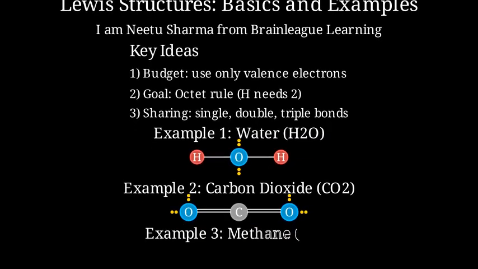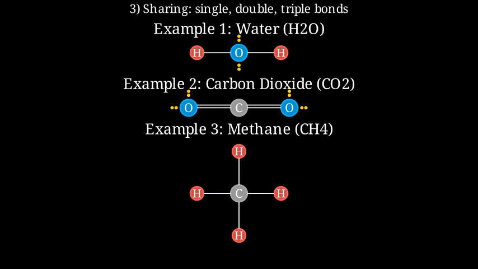Example 3, methane, CH4. Total valence electrons are 8. Carbon goes in the center. Make 4 single bonds to hydrogen that uses all 8 electrons, and everyone reaches a full shell.